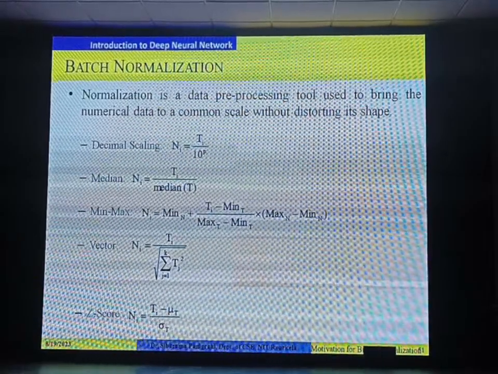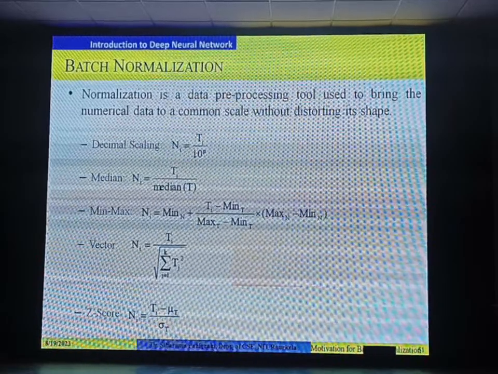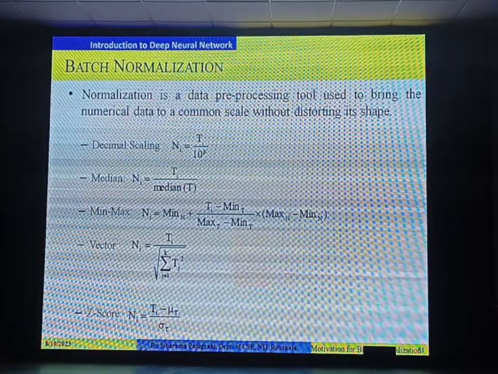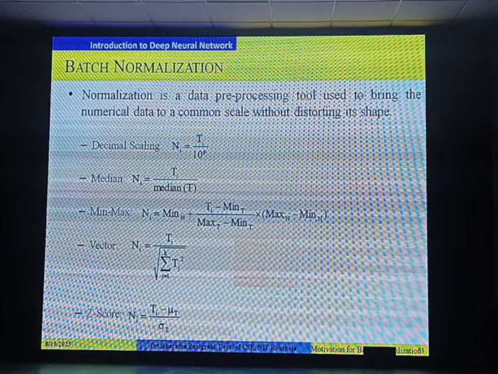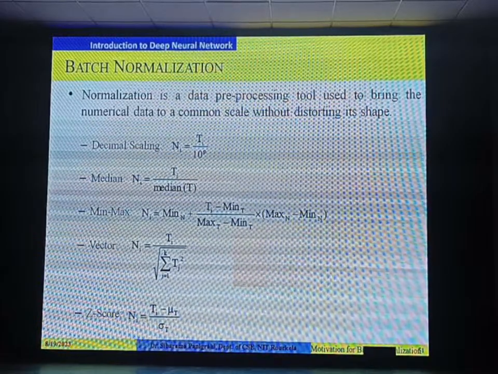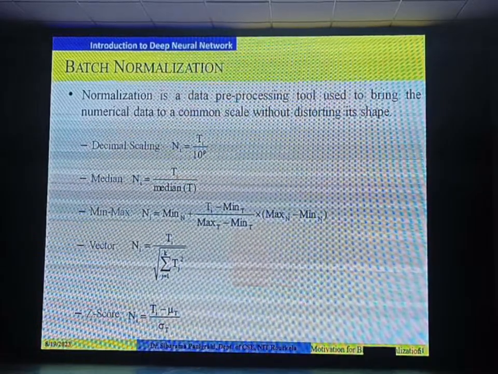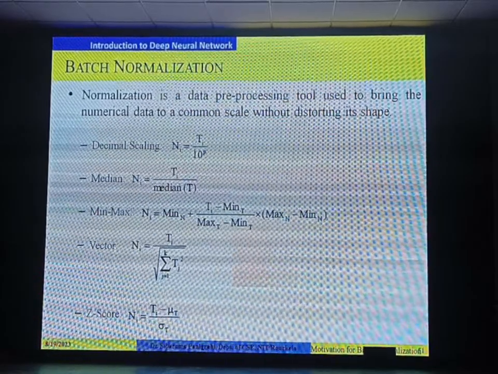We normalize the data. Means for that column, we will map it between 0 to 1. For the second column, we will map it between 0 to 1. So what will happen? The first feature and second feature both will have the same impact.